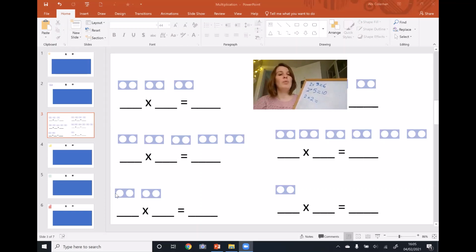That's right, we've got 2, 4. I'm going to check by counting in 1s. So 1, 2, 3, 4. We've got 4. Well done if that's what you got on yours. So this one was 2 times 2.